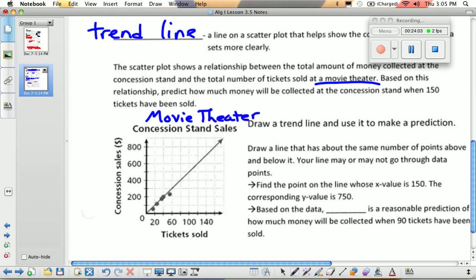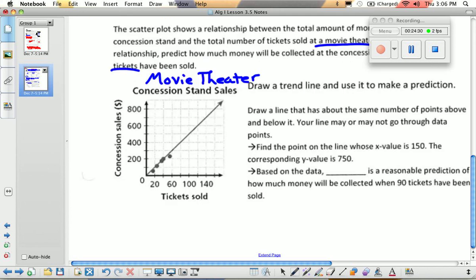Okay. Well, it says what we do with trend lines, why they're so handy is we can make predictions with them. We say, according to this data that was collected, if this trend continued, we could just make some predictions based on this. So they wanted to predict how much money would be collected when 150 tickets were sold. And so they said, draw the line that has about the same number of points above and below it.